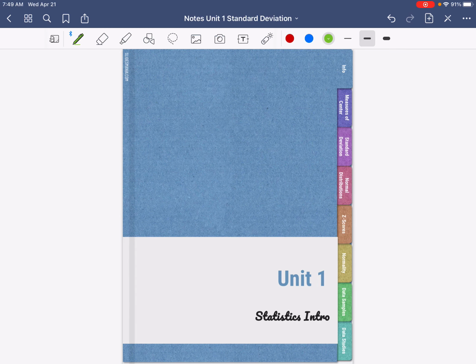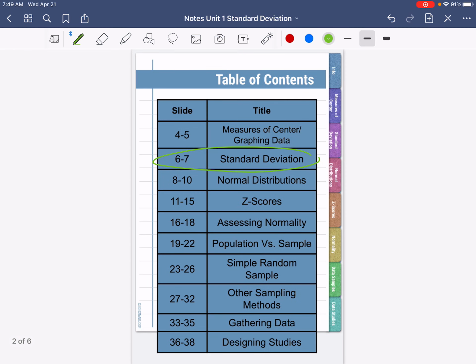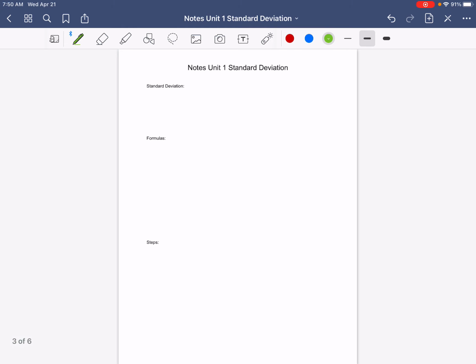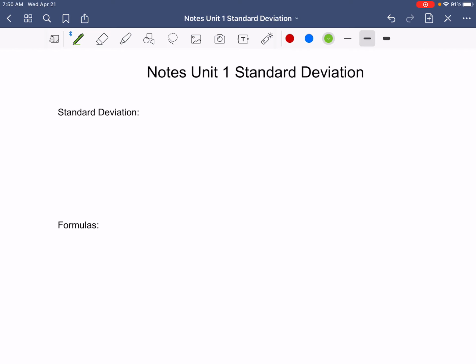Hey guys, today we're taking our notes on something called standard deviation. So it's new. They kind of expect you to know it for our first little unit of notes, our first little lesson of notes, unit 1. So these are notes, unit 1, standard deviation.